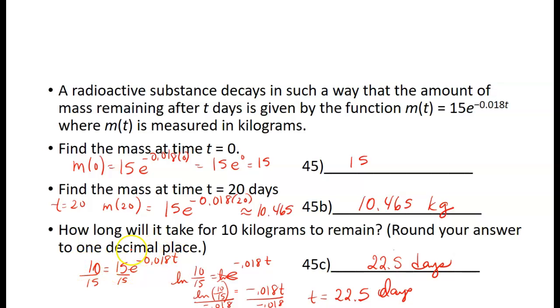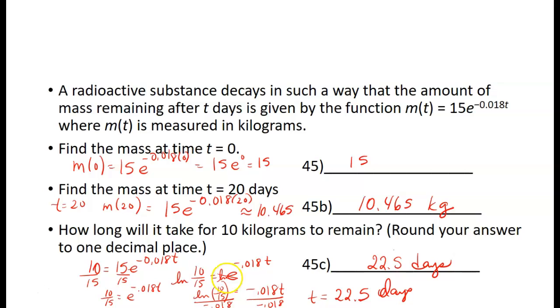So I'm left to solve this equation, and that means I've got to get t by itself by getting rid of each one of these progressively. The first thing I want to get rid of is the 15. I can just divide that away. So from here I'm left with 10 over 15 equals e to the negative 0.018t. If I want to get rid of the e, the next step would be to take the natural log of both sides, and that's what I've done here.